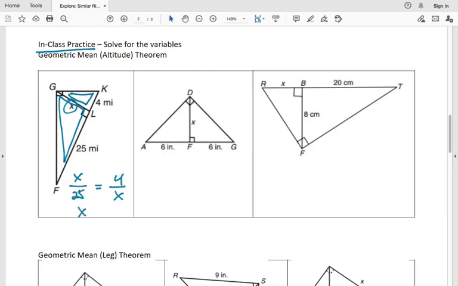And so you do x times x, you get x squared. 25 times 4 is 100. Take the square root and you get x equals 10. So that would be my answer for that one.